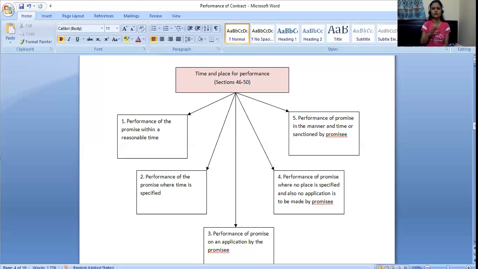So first is no time specified: within a reasonable time. Second is time frame specified but time not specified: then within a reasonable time, during usual hours we should do it. It may depend on the other person's demand or application. In that case, we should be available at the venue during the time. Whenever it is demanded, we should perform it, like going for a job interview, going for some kind of performance or something like that.